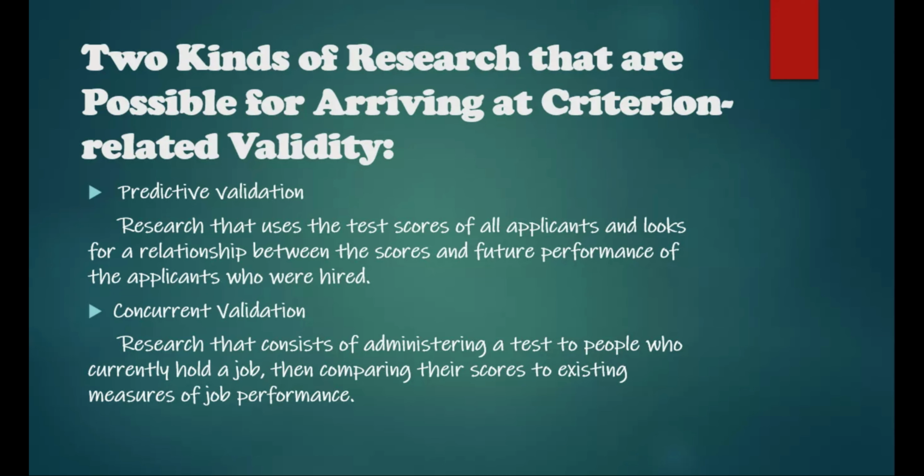Concurrent validation is research that consists of administering a test to people who currently hold a job and comparing their scores to an existing measure of job performance. Personnel are going to foresee the future performance of candidates by comparing it to the job performance of the person who was hired in the same position. For instance, if a candidate is applying for an HR assistant position, the candidate's performance rating will be compared to the performance rating of the HR assistant currently holding the job.